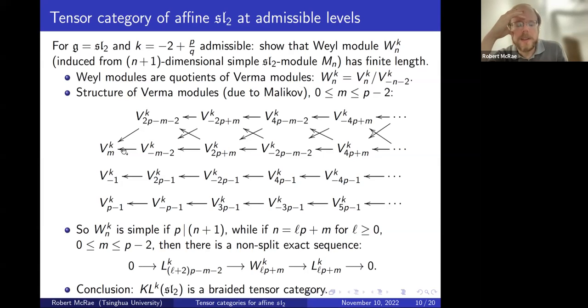coming from this. And if you want to look at the Weyl module for 2p minus m minus 2, you just get these two composition factors. For 2p plus m, you just get these two, and then for 4p minus m minus 2, you just get these two at the end. So in every case, you get a length 2 Weyl module like this.